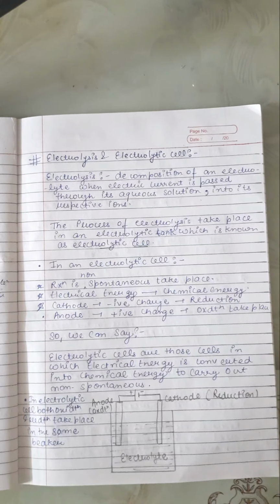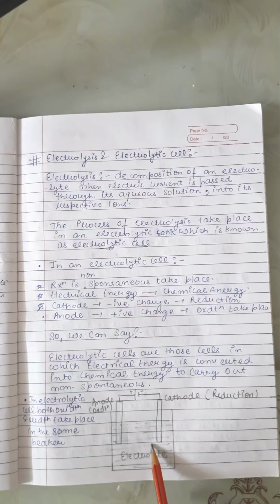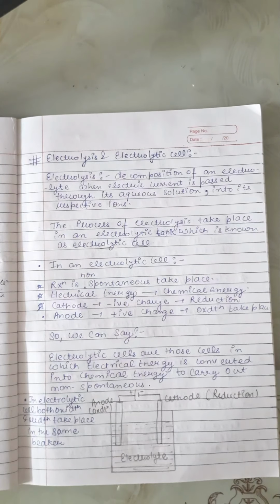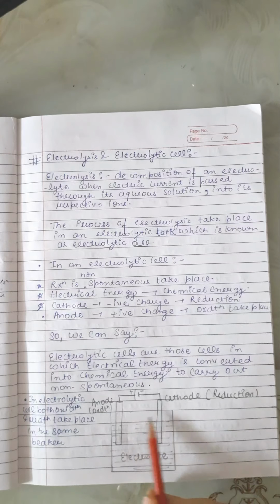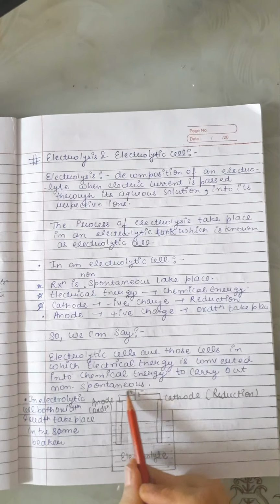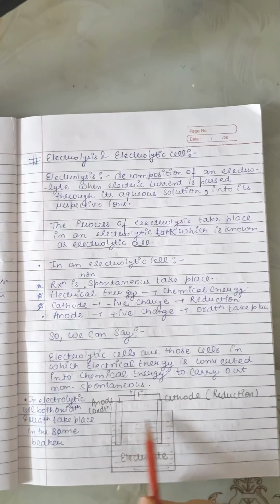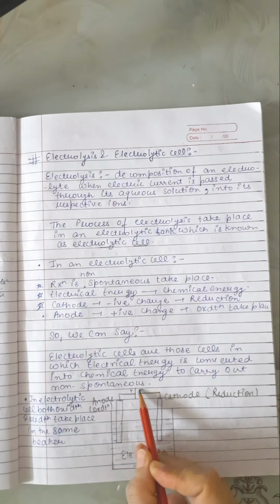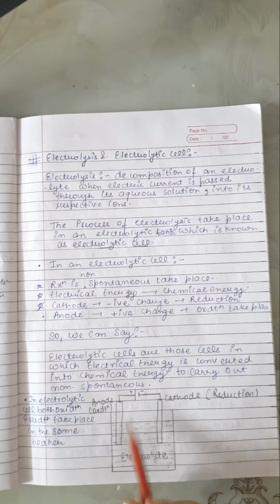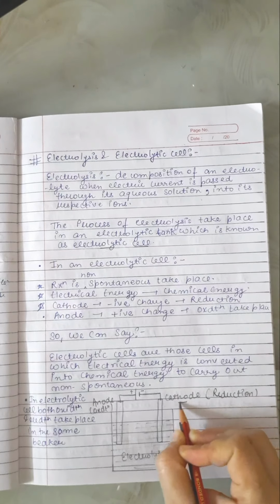An electrolytic cell consists of a glass vessel in which the electrolyte is present in the form of an aqueous solution or in the molten state. Two metal rods are dipped into it and are connected to a battery. These rods are called electrodes. The one which is connected to the negative terminal of the battery is known as cathode.